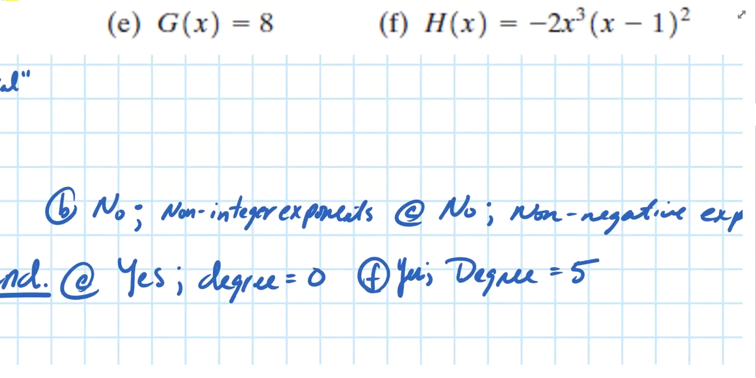For part E, again, this is a polynomial. Imagine that we had x to the power of 0. Well, x to the power of 0 is equal to the number 1. 1 times 8 is still 8. So if we were to add on x to the power of 0, we would still have the same value, 8. Therefore, 8 is considered a polynomial. We call that a constant polynomial, and its degree is 0.